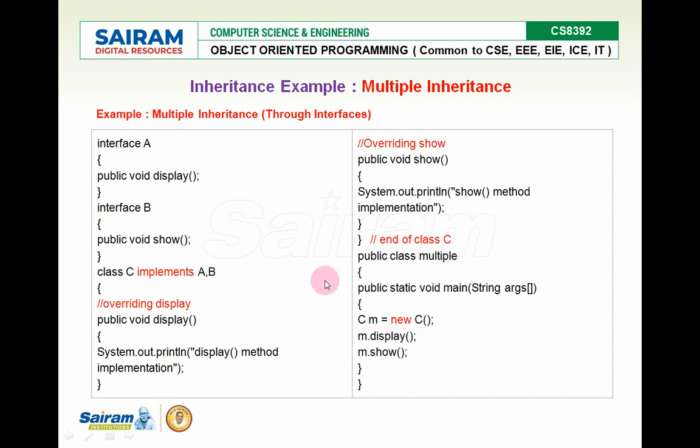The display and show methods belong to two interfaces. Those methods are implemented in my class C, and for class C I'm creating an object and calling the methods. This is how multiple inheritance can be achieved. And how are you reducing ambiguity? You can change this function name to display, and define both as display. Only one function will be called. I'll show in another class how to do that.